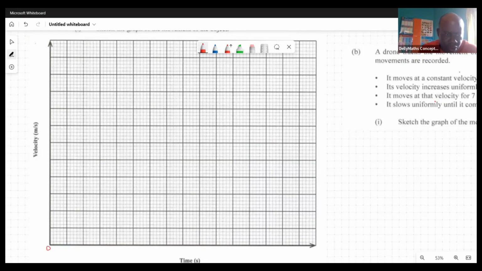This is 0, 1, 2, 3, 4, 5, 6, 7, 8, 9, 10, 11, and on the other axis 2, 4, 6, 8, 10, 12, 14, 16, 18, 20.